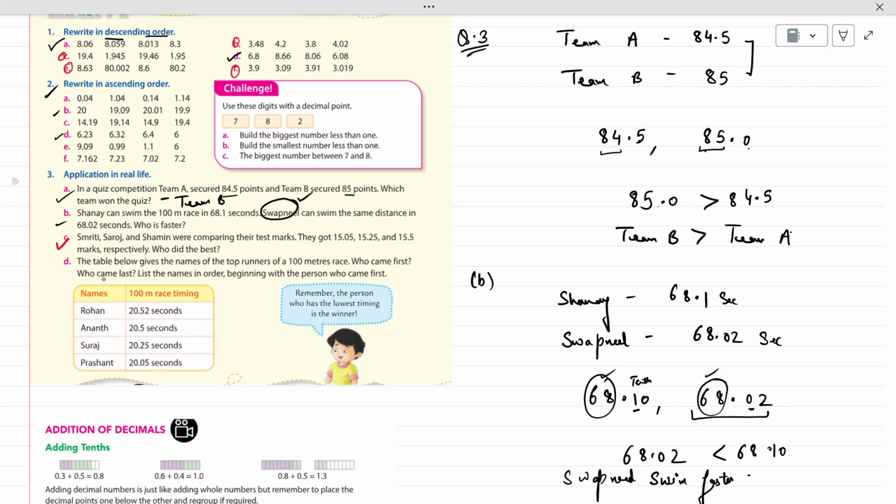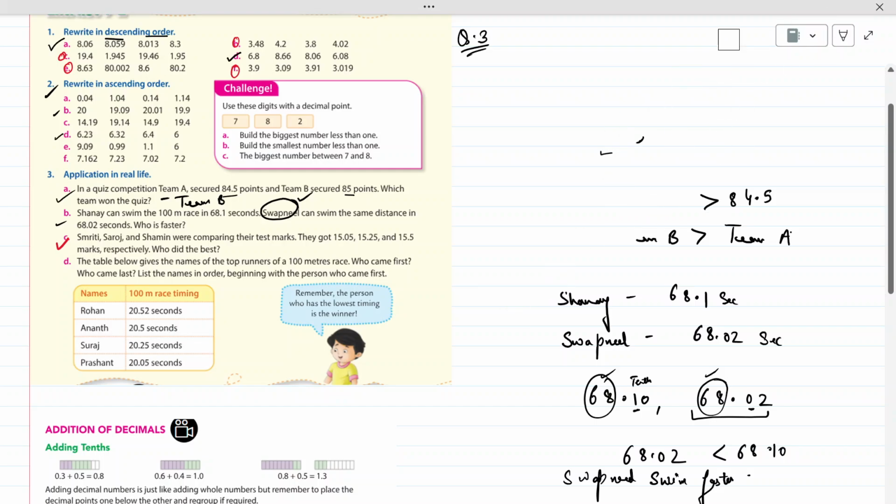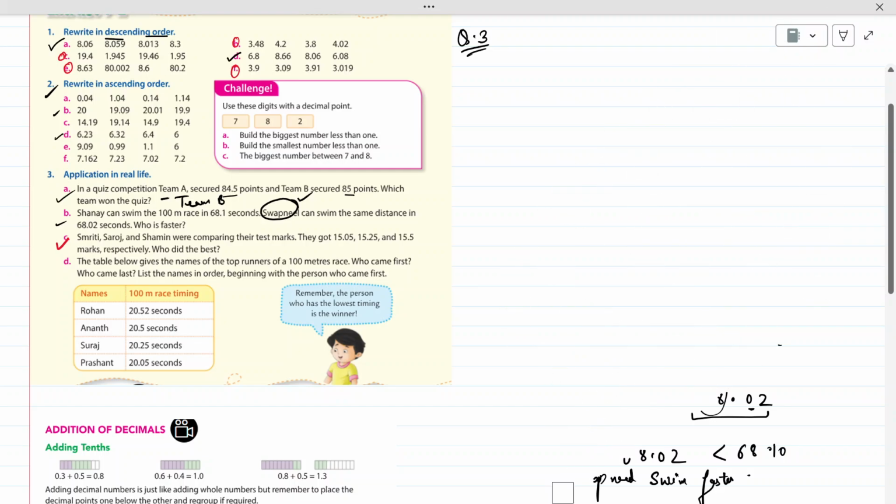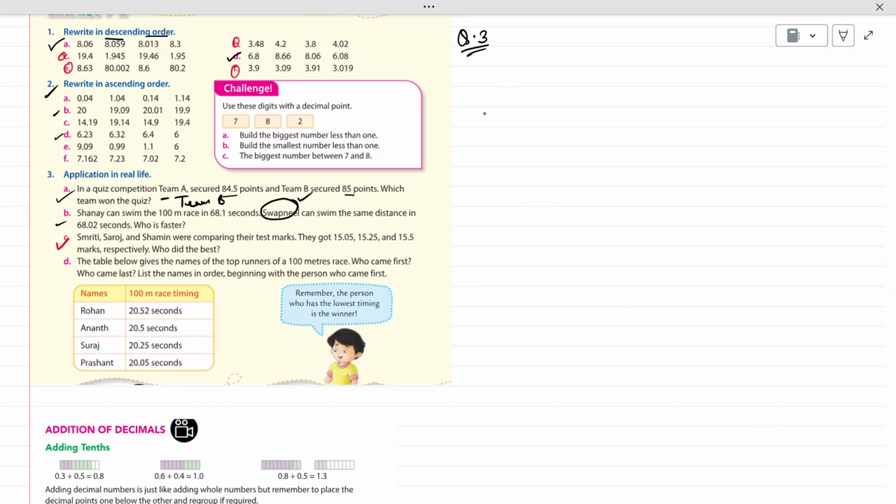Next, the table below gives the names of the top runners of a 100-meter race. So a 100-meter race has happened, and these are the names of the kids given to us and their timings. List the names in order beginning with the person who came first. So let's do this question. What we have to do? It's very simple. We will have to compare their running times. And again, let us order them from smaller to bigger number. Why? Because the person who has got the lowest timing has won the competition. That means he has completed the race in the smallest time.